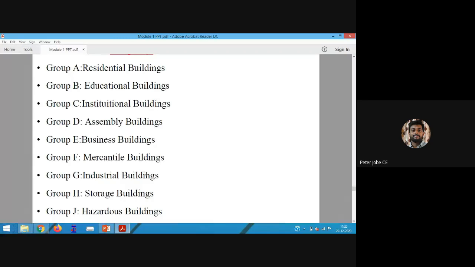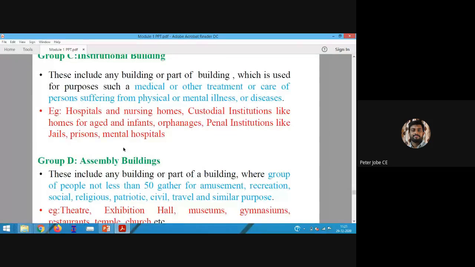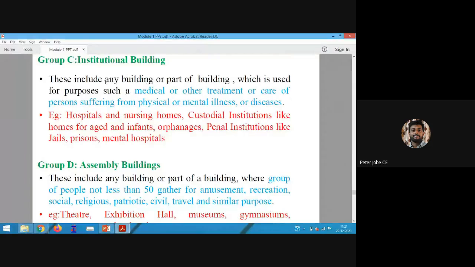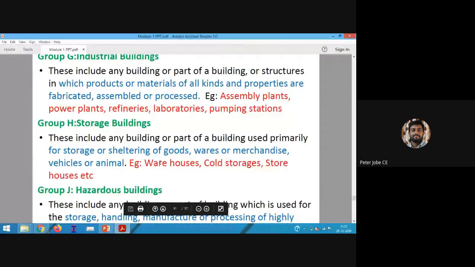Basically, hospitals. Institutional buildings include any building or part of a building which is used for purposes such as medical or other treatment or care of persons suffering from physical or mental illness or diseases. Hospitals, nursing homes, jails, prisons, mental hospitals, all those things will come under institutional building. Understood? Yes, sir. Okay. So I hope all this classification is clear. Does anyone have any doubt on the same?